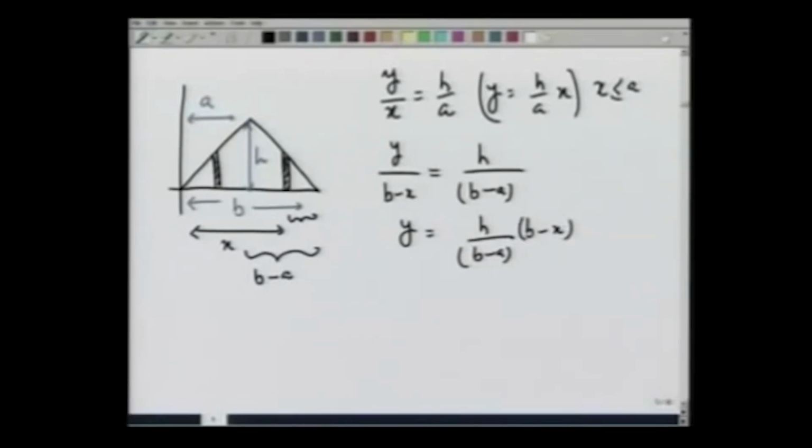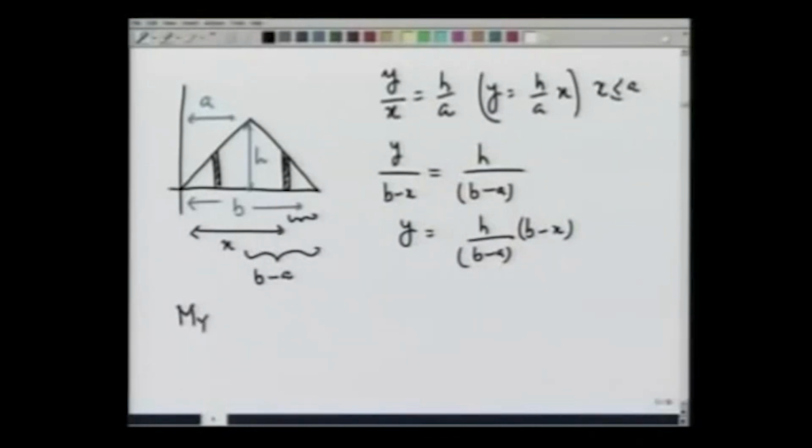Now, I am ready to calculate the moment about the y axis. The moment about the y axis, m y, is equal to integration x dA, which I am going to write as integration x y dx, where y dx represents the area of this small strip. This I am going to divide into two parts because behavior of y with respect to x is different for x up to a and for x greater than a. This, by the way, is for x greater than a.